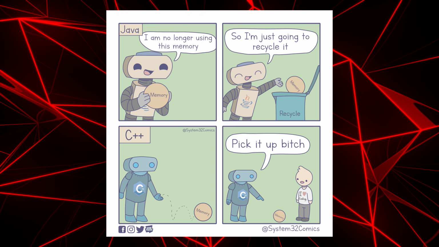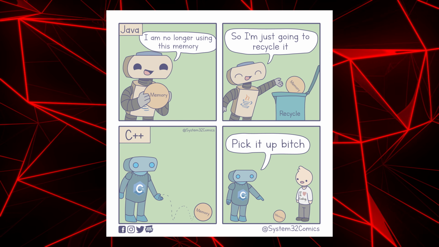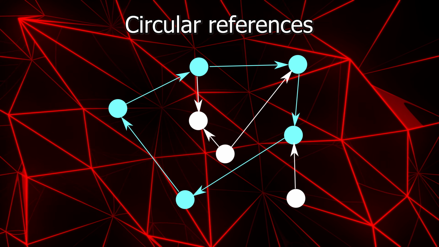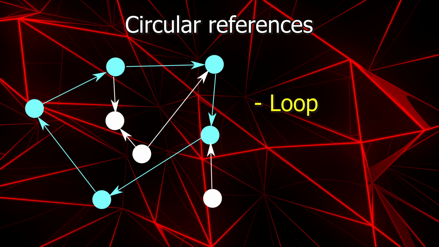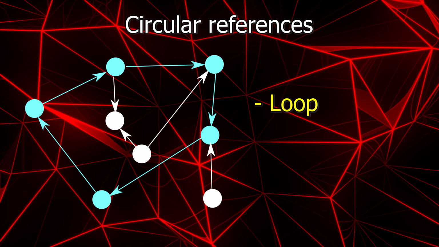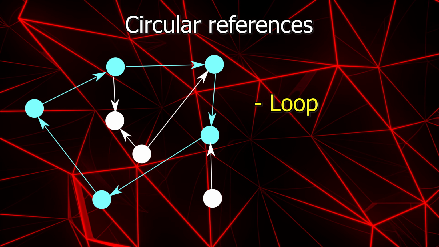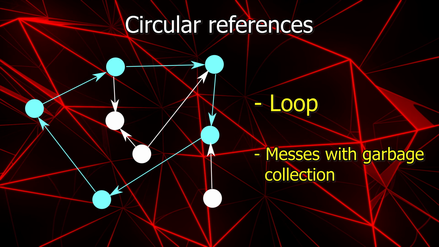Now, aside from the fact that some programming languages don't have automatic garbage collection, a problem is circular references, which is when multiple objects reference each other, and so that creates a loop. At a later point in time, even though the objects are not being used anymore, they are still referenced by other objects in the cycle, and so this messes with the process of garbage collection.